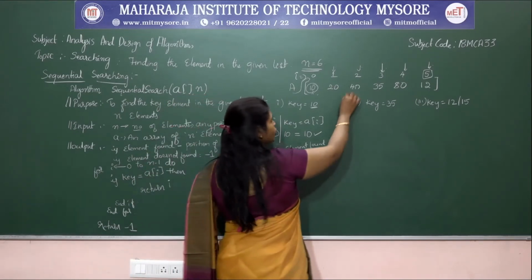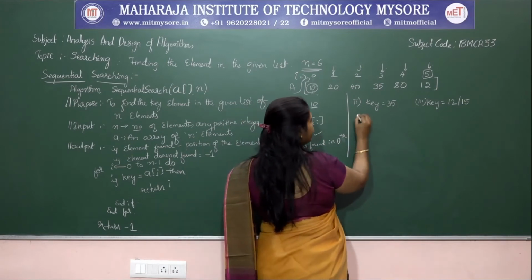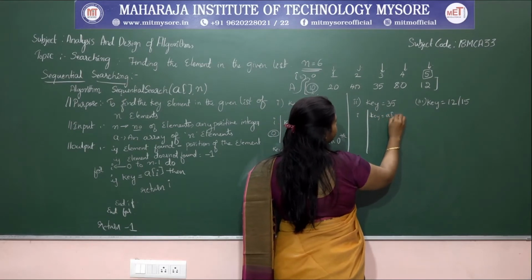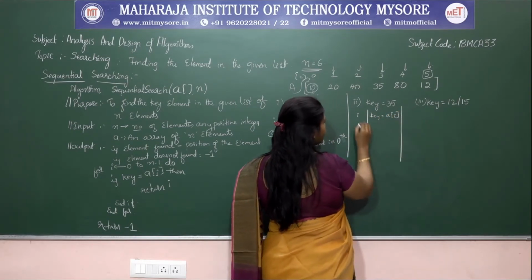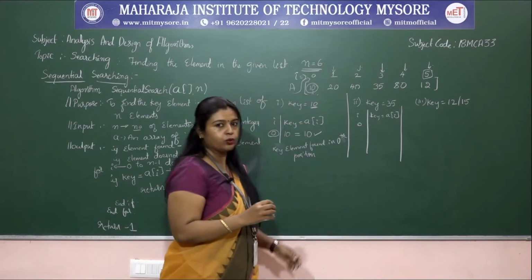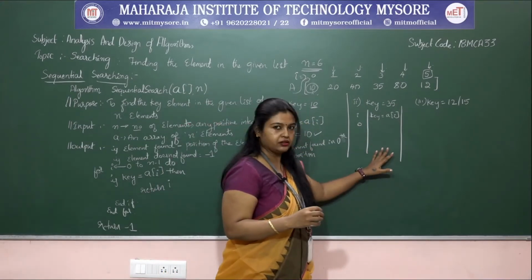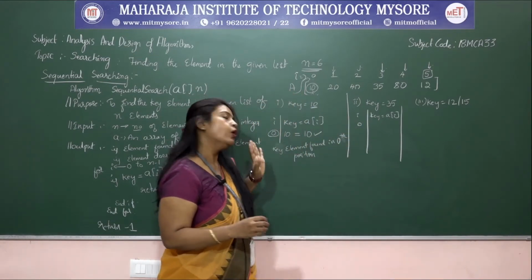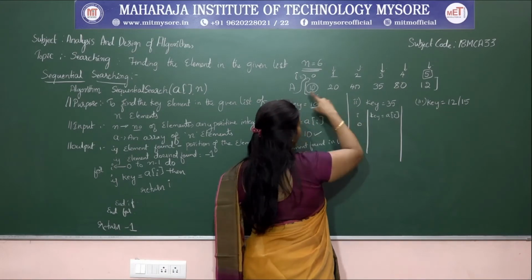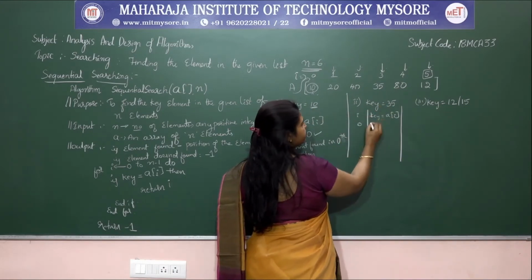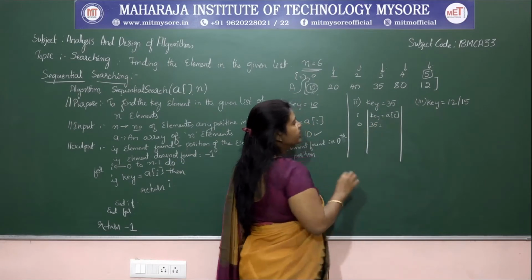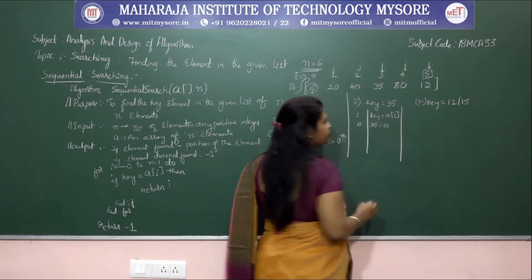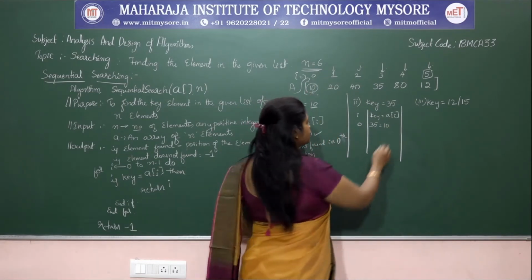Now the second one. So let me take the second one. Again I, and your key element is going to match with A of I. So what is I? I starts with 0. The inputs are different, okay, but I am taking the array value the same as it is. Now when I is equal to 0, what is the key value? 35 is equal to A of I. In the 0th position we have 10. So 35 is equal to 10. Is it true? False.